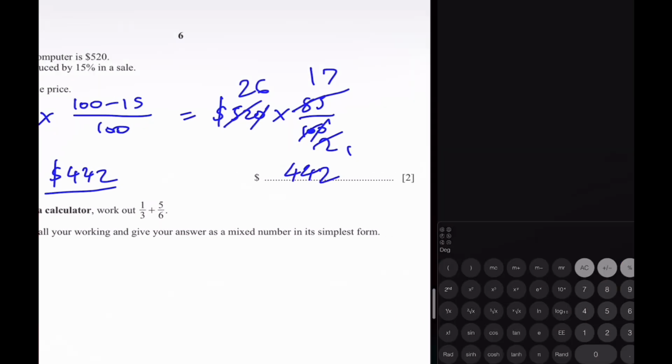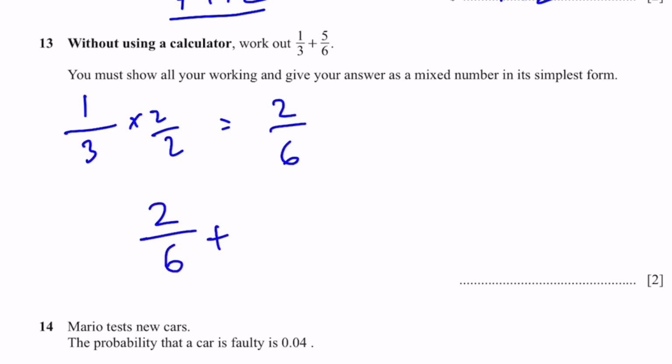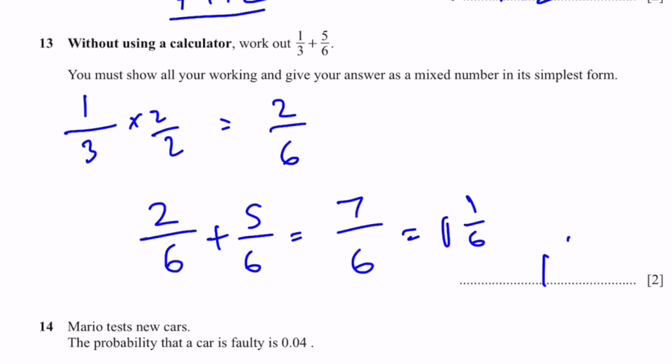Let's go to question 13. Without using a calculator, work out 1 by 3 plus 5 by 6. You must show all your working and give your answer as a mixed number in simplest form. 1 by 3 plus 5 by 6. 1 by 3, we multiply both sides by 2. We get 2 by 6. 1 by 3 plus 5 by 6 is 2 by 6 plus 5 by 6, which is 7 by 6. That is 1 and 1 by 6. That's the answer.